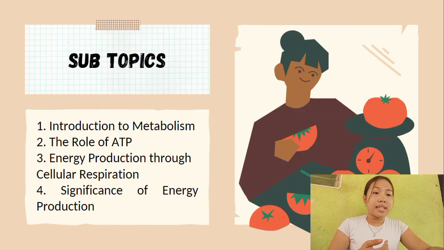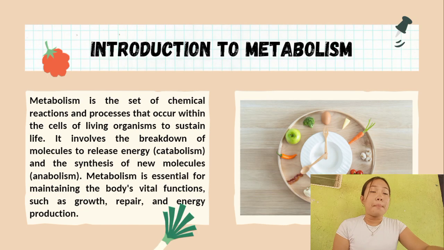Our subtopics are the introduction of metabolism, the role of ATP, the energy production through cellular respiration, and the significance of energy production. So, the introduction of metabolism. Metabolism is a set of chemical reactions and processes that occur within the cells of living organisms to sustain life. It involves the breakdown of molecules to release energy, which is catabolism, and the synthesis of new molecules, anabolism.